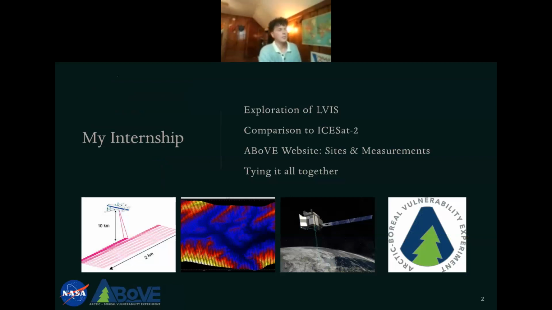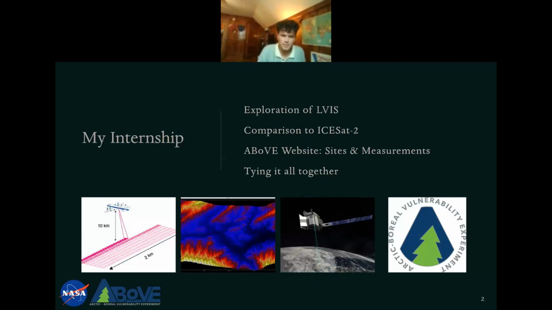My internship was done mainly in three parts. The first was exploring ELVIS. What data do we have available? Where is that data concentrated? And taking a look at the breadth of observation throughout the two ELVIS missions under ABoVE. Next, I compared that to ICESat-2 and took a small portion of ICESat-2 data to see where we have coincident observation between ELVIS and ICESat-2 in order to inform analysis between the two.